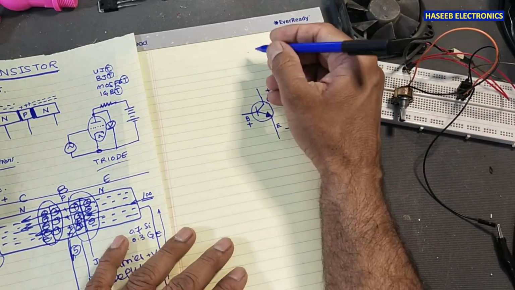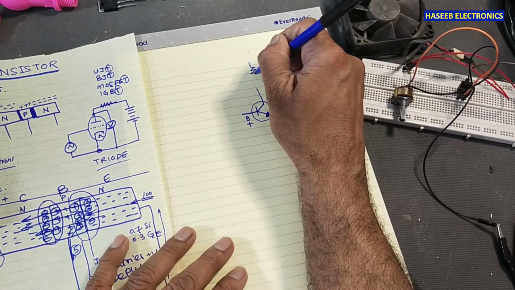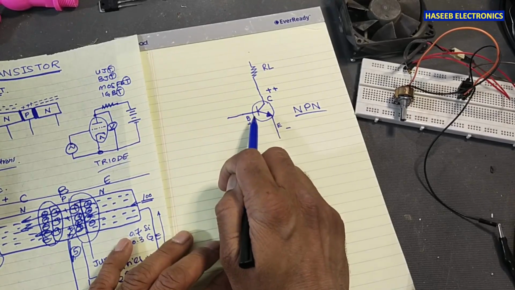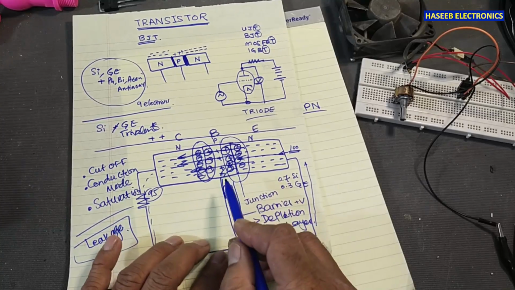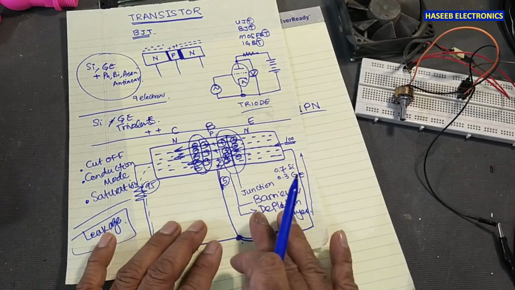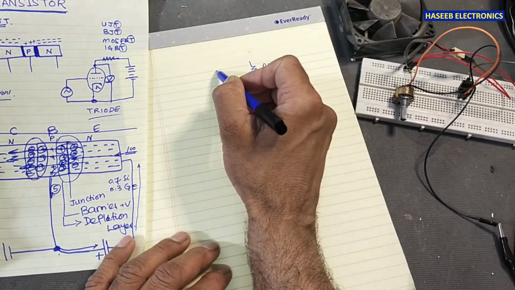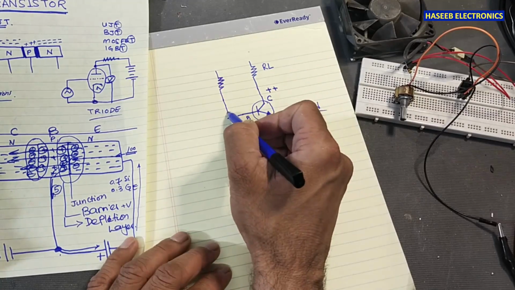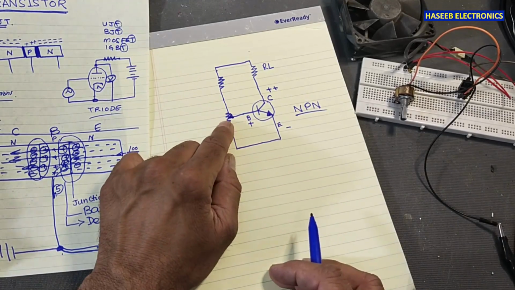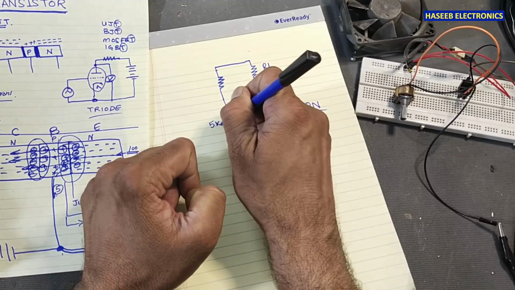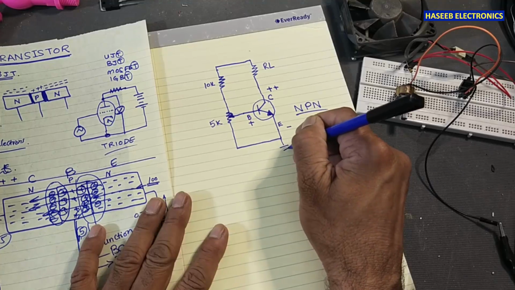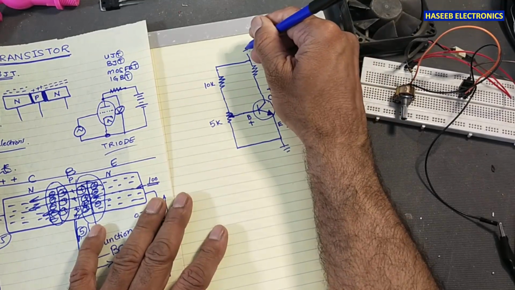We can say we want to connect our load here. To control the collector current, we need to control the base current. For that purpose, we need a voltage divider network. Same here, I am using a 5 kilo ohm potentiometer and a 10 kilo ohm resistor. We will connect the ground supply here, and here I will connect positive voltage.